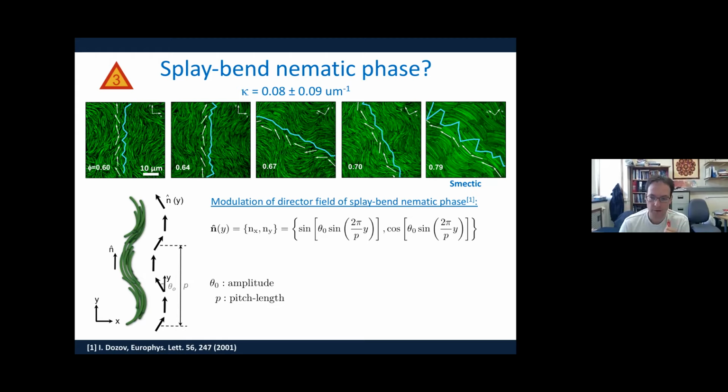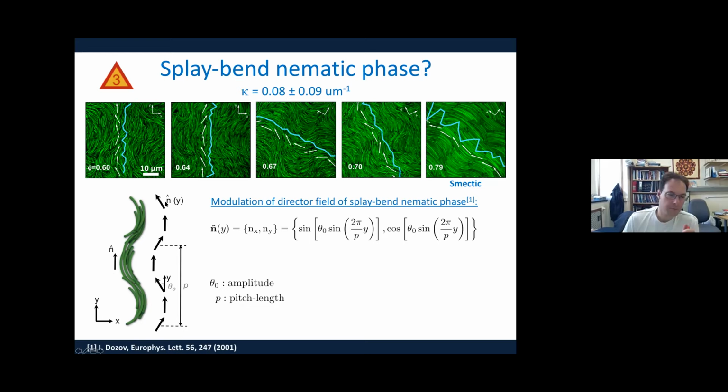So here you've got a cartoon of the splay-bend nematic phase, with N being the director, and the y-axis is parallel to that. And then you want to measure this local nematic director field as a function of y.